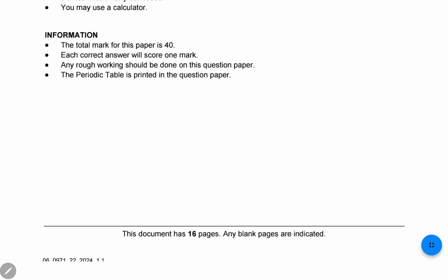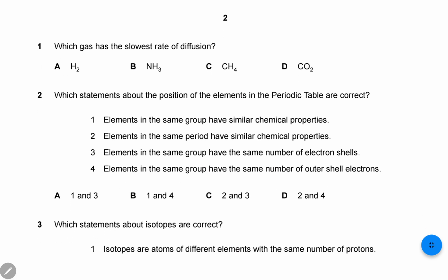This is question number 1. It says, which gas has the lowest rate of diffusion? Anytime they talk about the rate of diffusion, think about mass. The one with the lowest rate is the one with the largest mass. So you need to calculate the relative molecular mass of each compound here. Hydrogen is 2, because the mass is 1 for each atom. Ammonia, you have 14 for nitrogen and 3 for hydrogen, which gives us 17. Methane, carbon is 6 plus 4, we have 10.